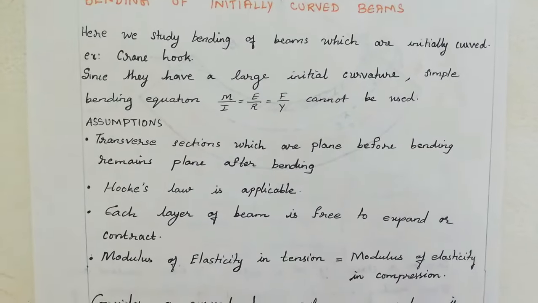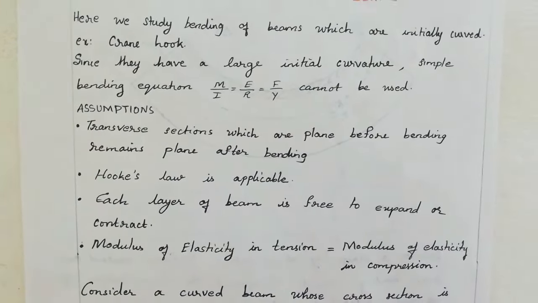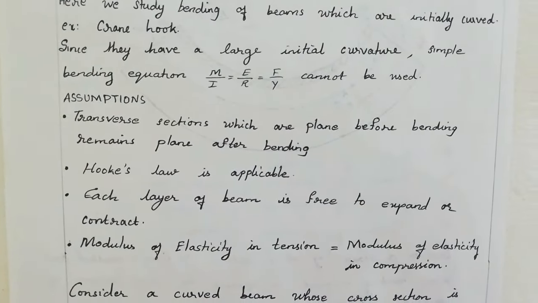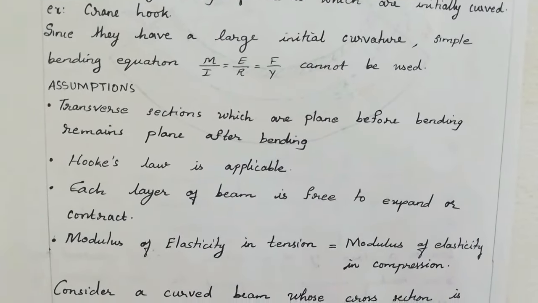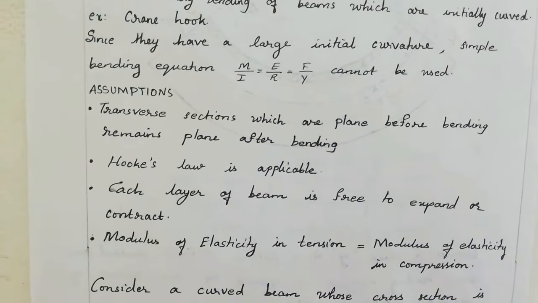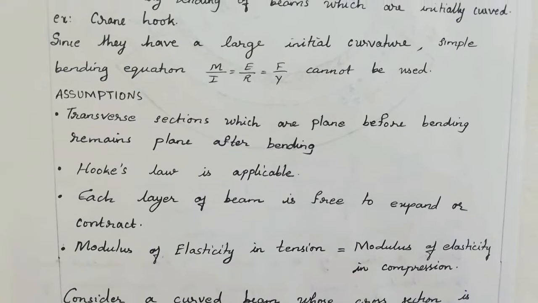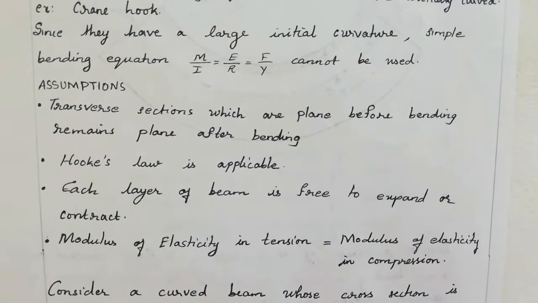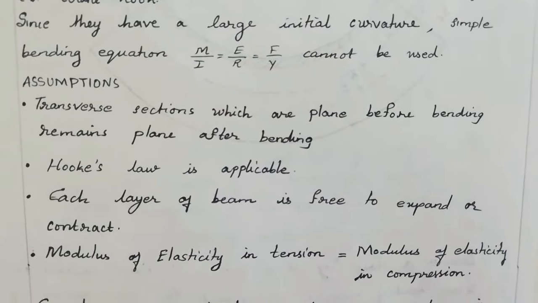Now we have some assumptions. These assumptions are very important. The transverse sections which are plane before bending remain plane after bending. Hooke's law is applicable. Stress by strain is equal to elasticity. Each layer of the beam is free to expand or contract. Modulus of elasticity in tension is equal to modulus of elasticity in compression. These are the assumptions and they may ask for 2 marks.